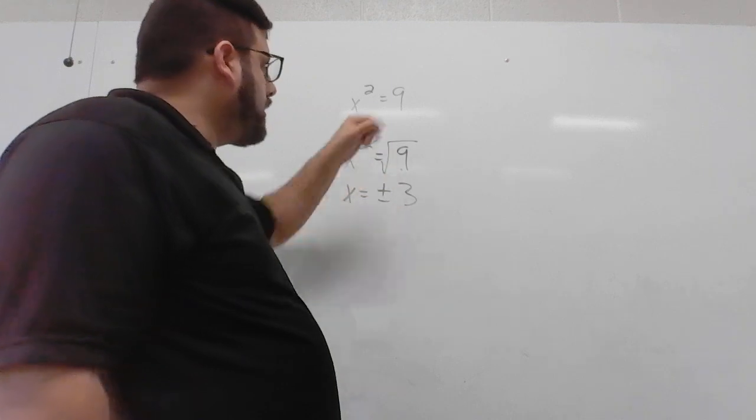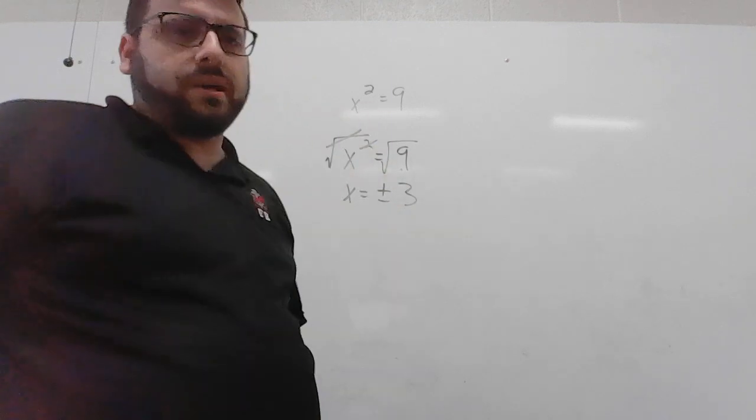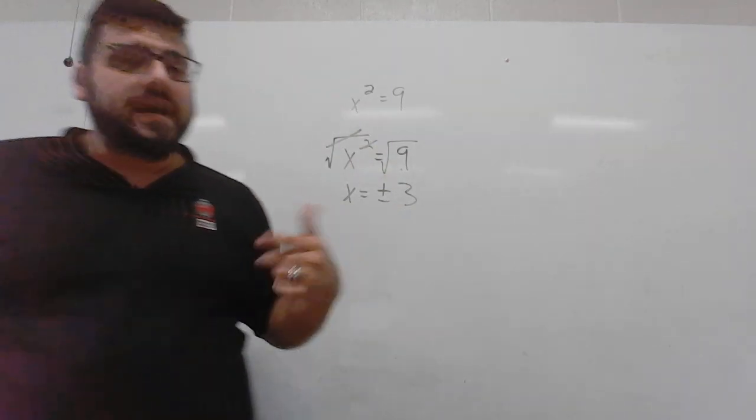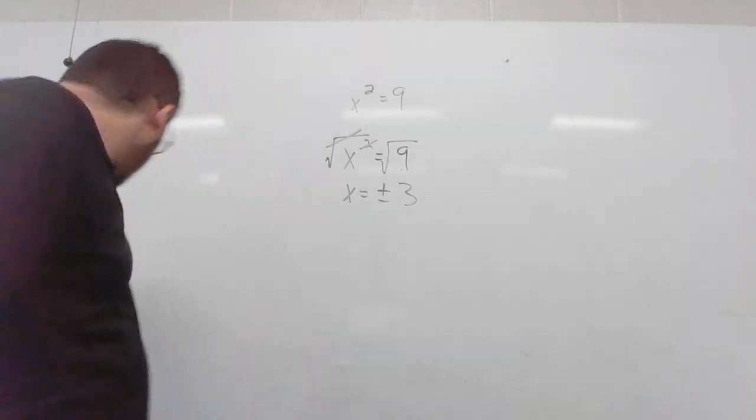For example, 3 squared is 9. Also, negative 3 squared is 9, because that's negative 3 times itself, and a negative times a negative is a positive.